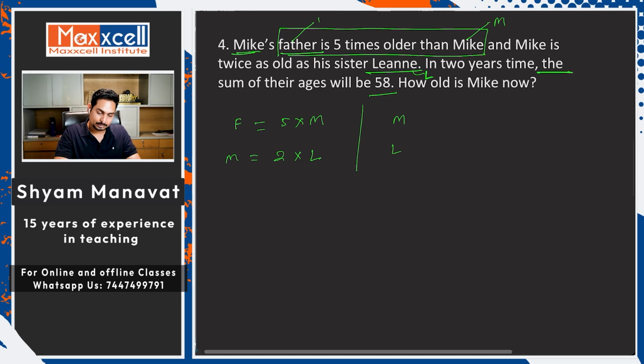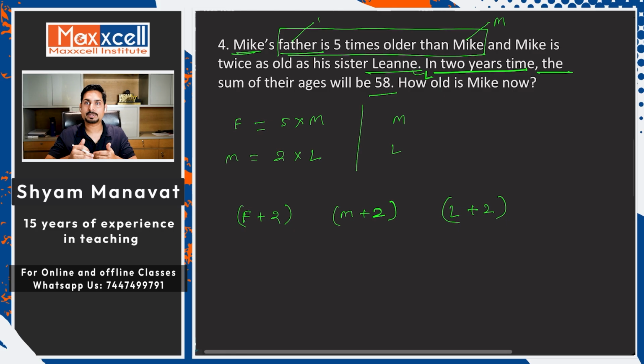ठीक है. ऐसा दिया है, in 2 years' time, मतलब after 2 years. The sum of their ages will be 58. तो माइक का प्रेजेंट एज M है ना, तो स्टार्ट करते हैं. Father's present age is F. So in 2 years it will be +2. Same for Mike: Mike's age 2 years later will again be +2 here. And then Leanne's will again be +2. इसमें तो कुछ confusion नहीं होना चाहिए. Everybody will get 2 years older. Okay. Now, as per the question, the sum is given to be 58. Sum निकाला हमने 58. ठीक है.